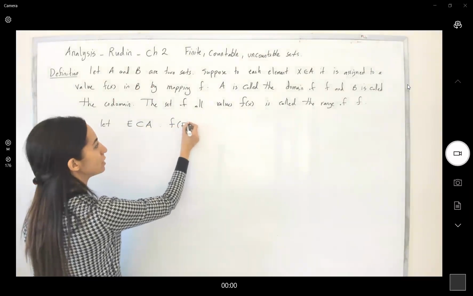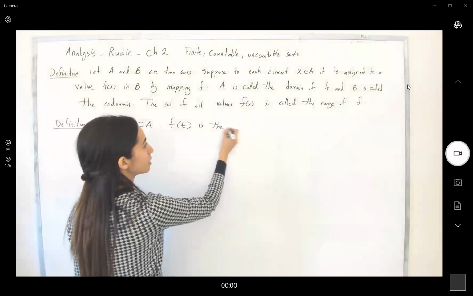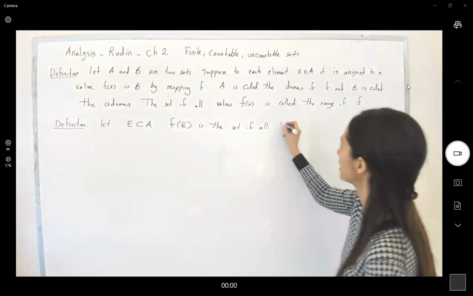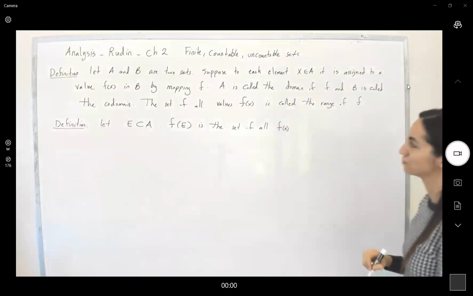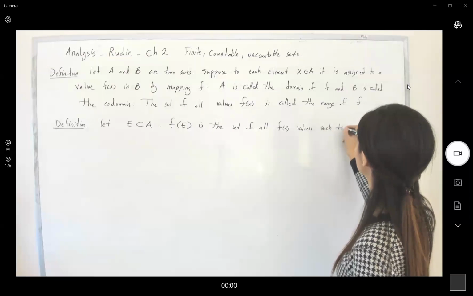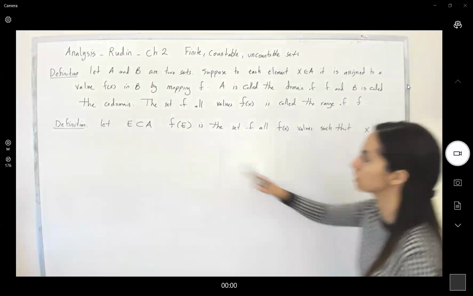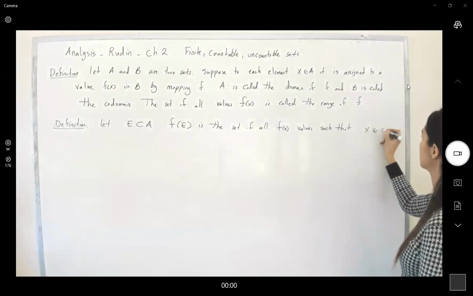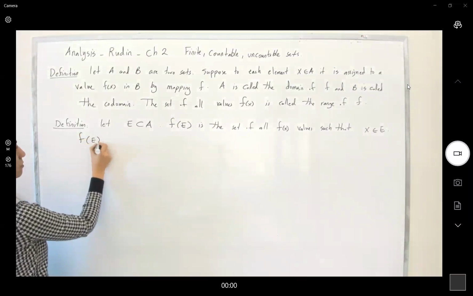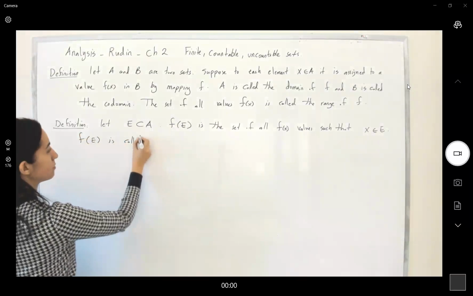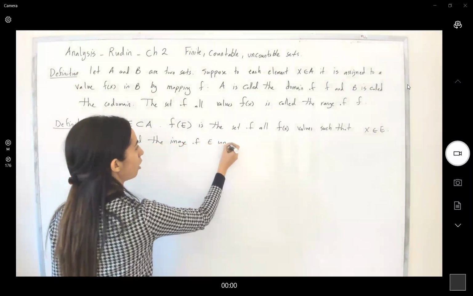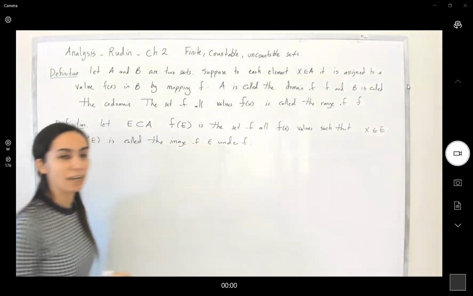f of E is the set of all y values, or f of x, such that x belongs to set E. f of E is called the image of E under function f.